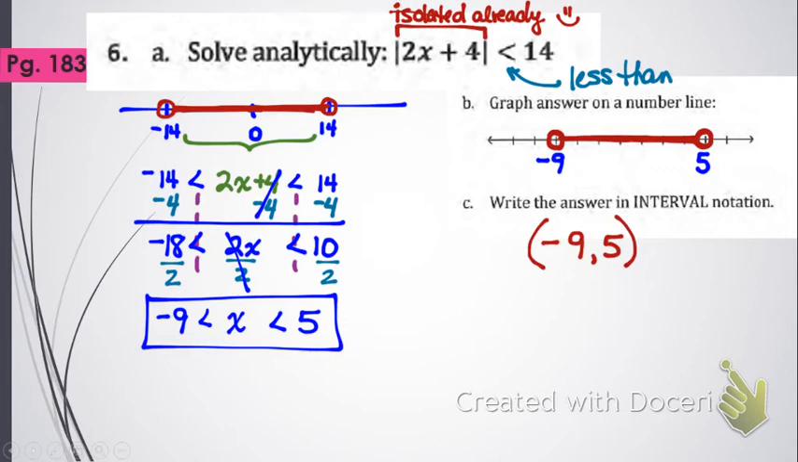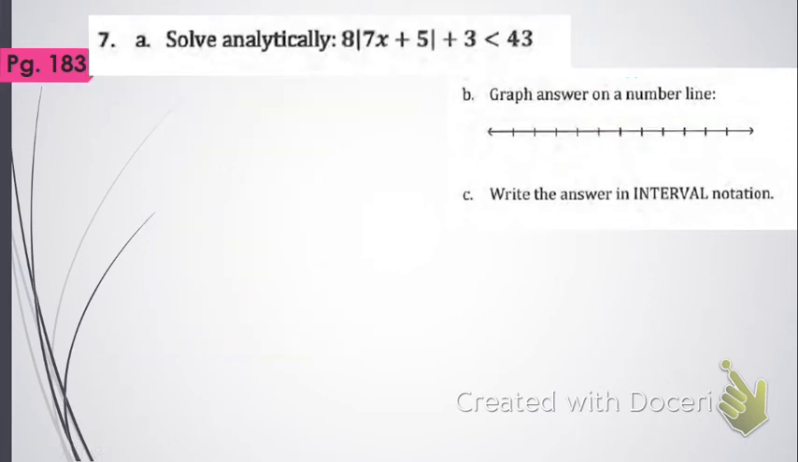Let's do one last problem, and we'll call it a week. Does that sound good? Awesome. We are going to go and look at this one. It's not isolated. What's the first thing that I would need to do? Subtract 3 on both sides. So that would give me 8, and then absolute value of 7x plus 5 is less than what? 40.